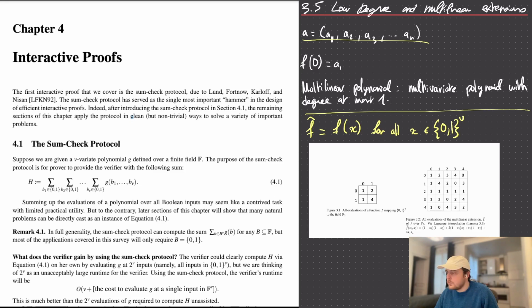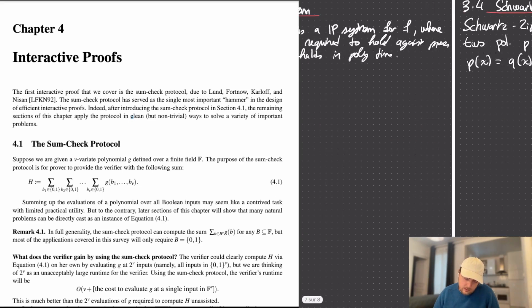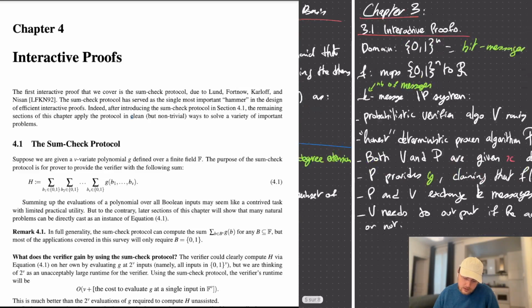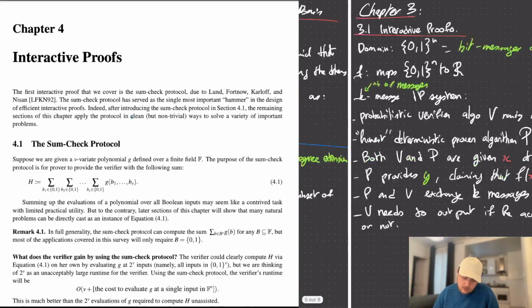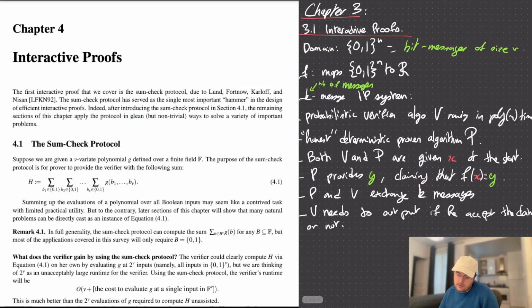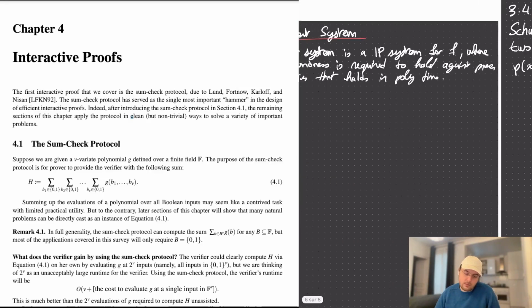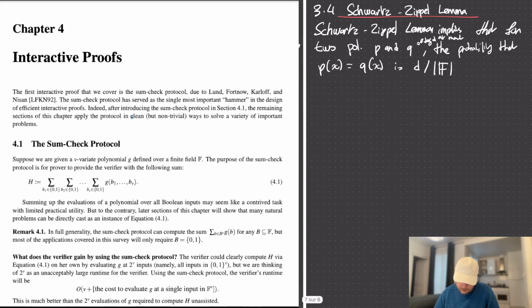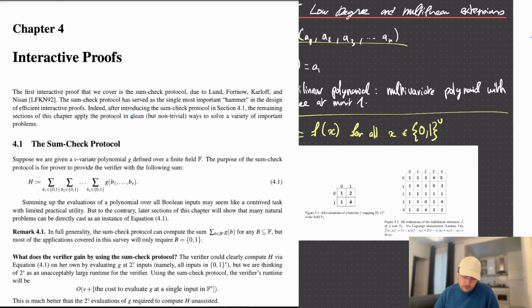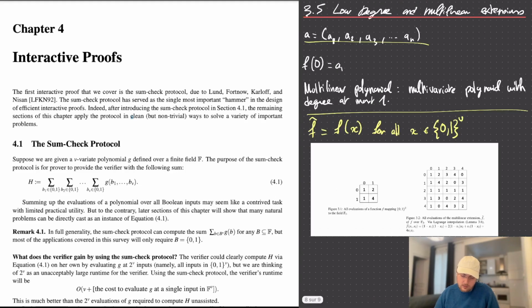Small live, almost 2 hours, but still not the biggest I've done in my life. I will, as always, write the notes later about Lagrange basis polynomials, Lagrange interpolation, the difference between an interactive proof and an argument system, the Schwartz-Zippel lemma, low degree and multilinear extensions, low degree extensions as well, of course. I think I've learned what I had to learn from this chapter.